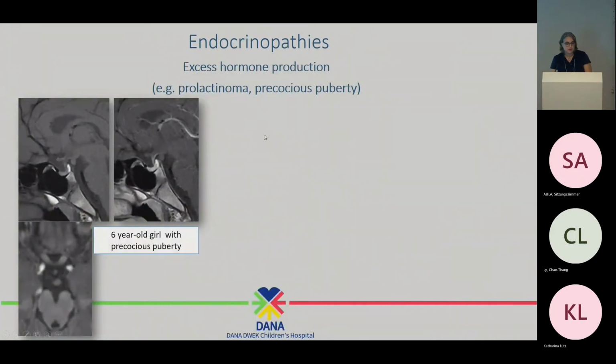When we assess for excess hormone production, for example, this is a 6-year-old girl with precocious puberty, and looking at the pituitary gland, it looks completely normal, but for those of you with sharp eyes, you might notice that there is this nodule extending down from the hypothalamus, and this is a hypothalamic hamartoma.